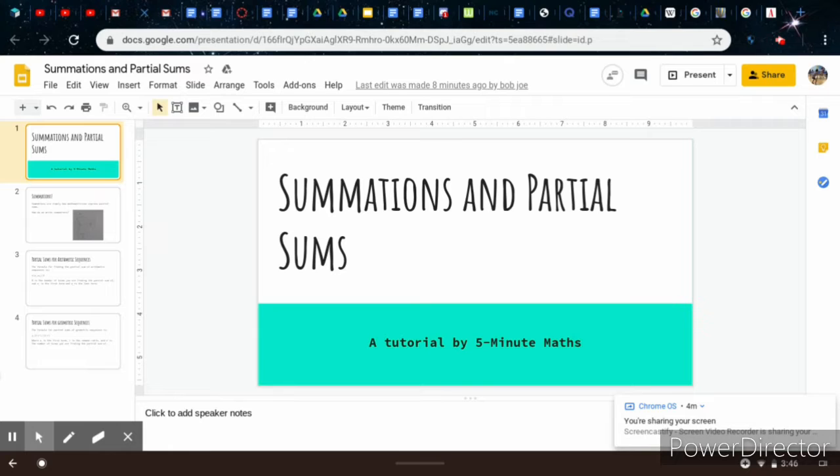Today we'll be going over summations and partial sums. This concept requires a good understanding of geometric and arithmetic sequences. If you do not understand geometric and arithmetic sequences, I strongly advise you to check out our videos on geometric and arithmetic sequences, link in description.